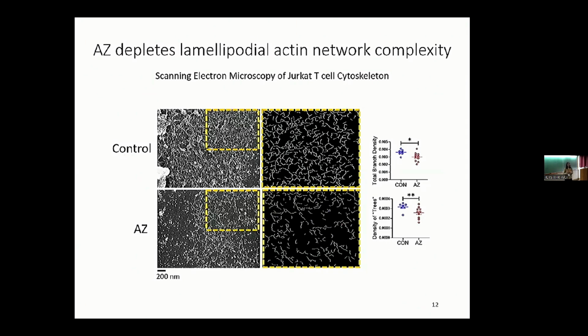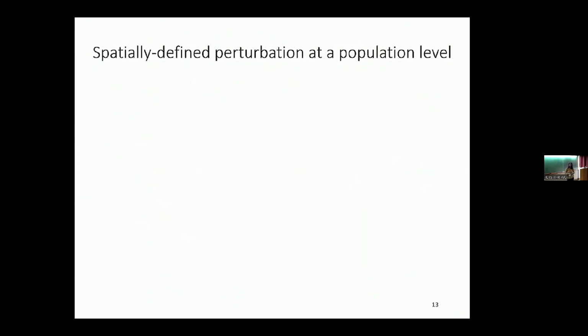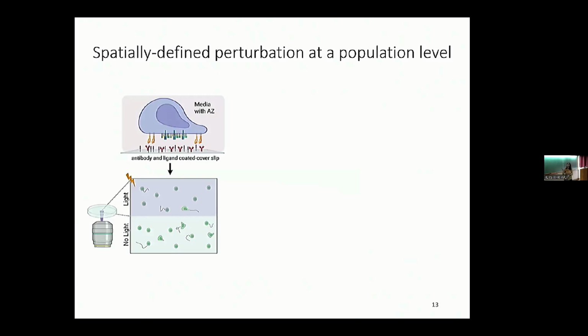So now we moved to our original purpose, which was spatially defined perturbation. And we performed an assay at the population level where we can essentially pick out which cells we want to perturb in a milieu of cells. And so we used a migration assay where we allowed T cells to migrate around on a coated cover slip in media containing our compound, and then we photoirradiated and ablated only half of the field of view and left the others untouched.